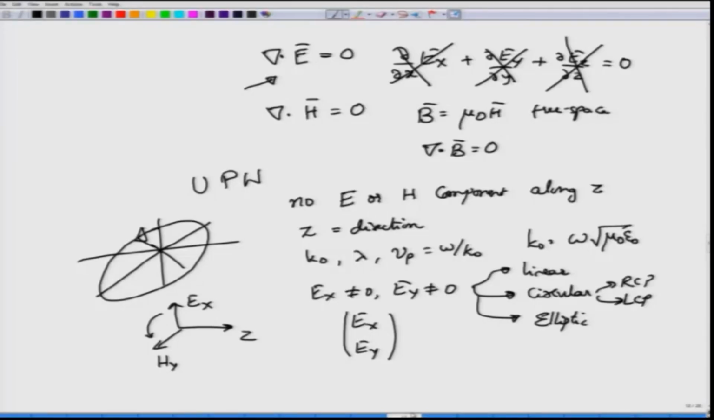plane waves that we considered were characterized by waves propagating along the z direction, with no E and H component along the z direction as well. We had defined a few parameters such as the wave vector or the wave number, wavelength, and we described the phase velocity. More of this will be talked about in the next modules, but let me ask you one thing. Is it possible for the wave to propagate in any other direction apart from z?